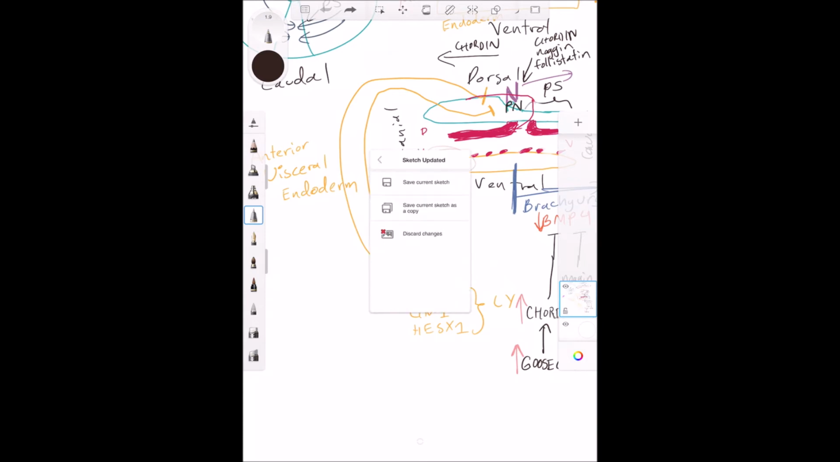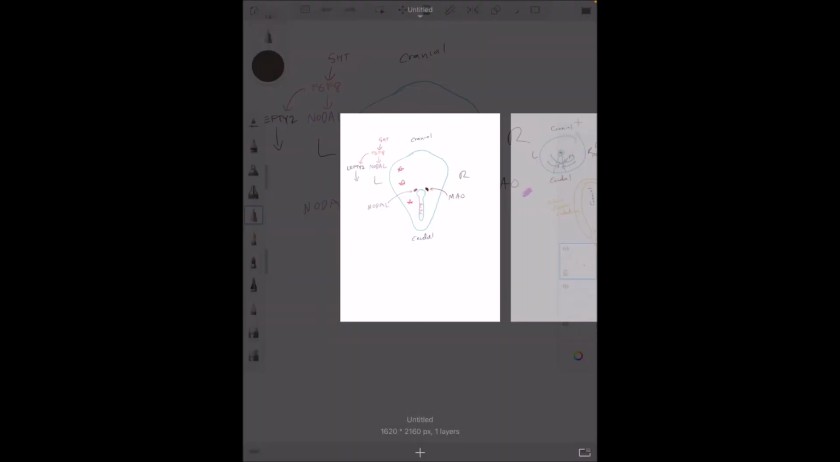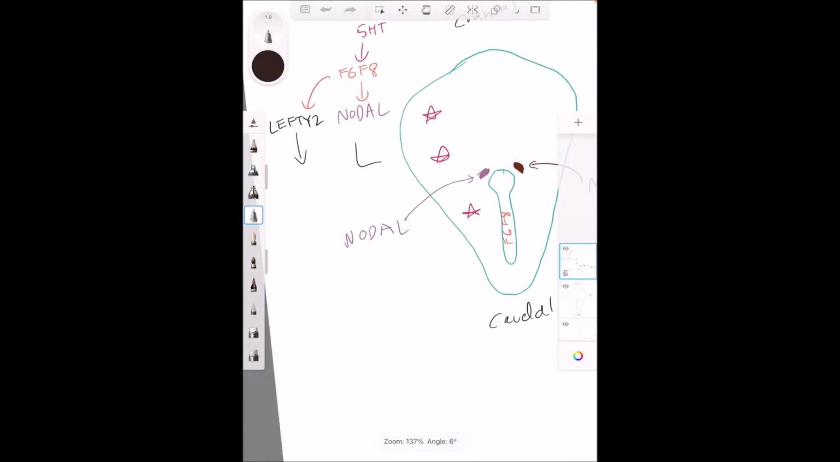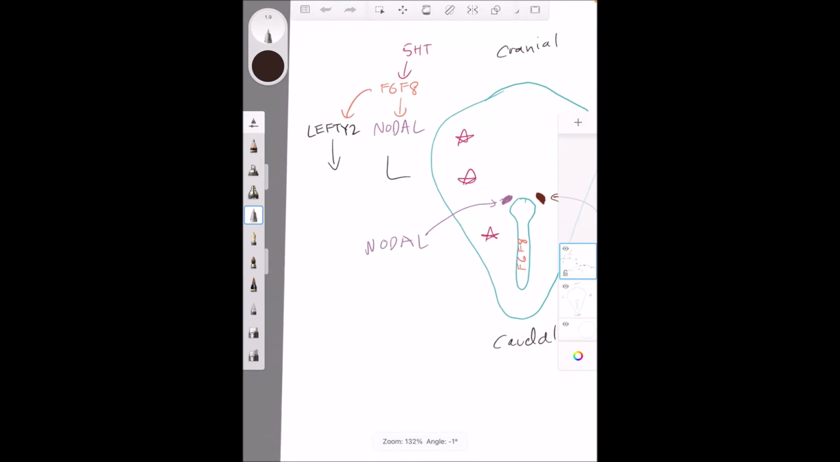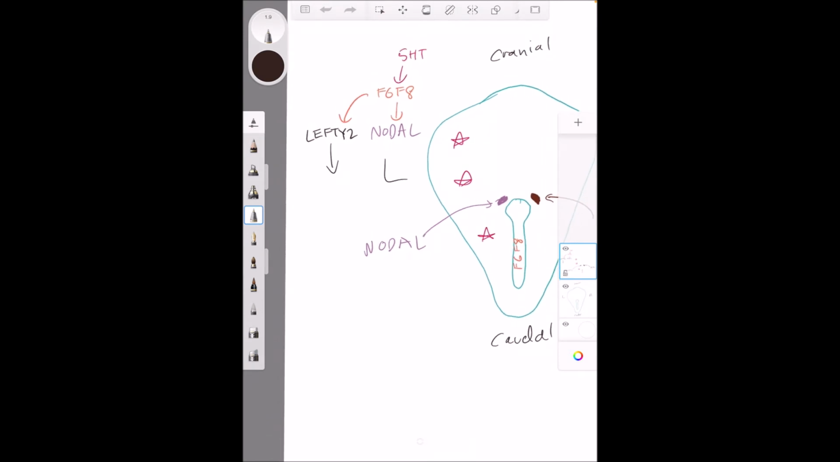So let's go there and see what happens. First off, lefty 2. What lefty 2 does is it will then activate.